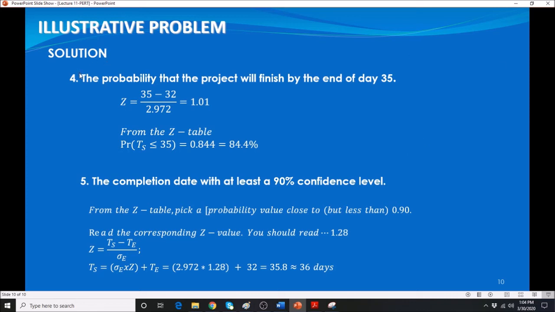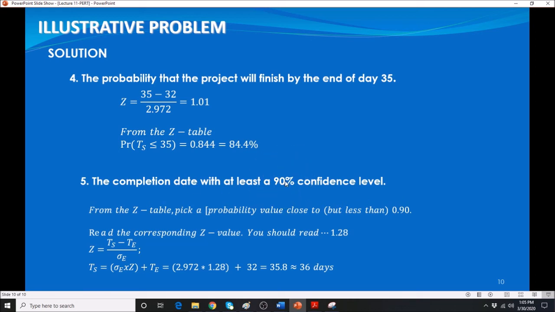All right, so for the fourth one, we have here again at the end of day 35. So this is your TS. Plug into this one here, 35 minus 32, and that gives you now the positive 1.01. And a positive 1.01, if you look into the table, that is equivalent to 0.8438, or I round that up to 3 decimals, so it gives me here 0.844, or that is 84.4%.